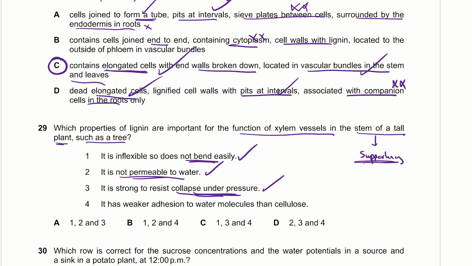Now 4. It has weaker adhesion to water molecules than cellulose. Now this is incorrect. Why? Because lignin actually has a higher affinity to OH groups in water than cellulose. Therefore, it has a stronger adhesion. So 4 is incorrect, 1, 2, and 3 are correct. So the answer is going to be A.